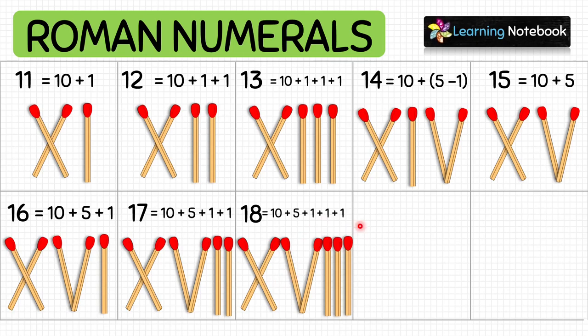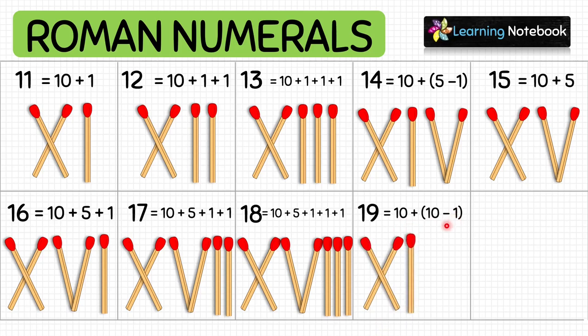Now let's move to number 19, which can be written as 10 plus 9. And 9 can be written as 10 minus 1. So let's paste X and then 9 is represented by IX. So XIX is the Roman numeral for number 19.